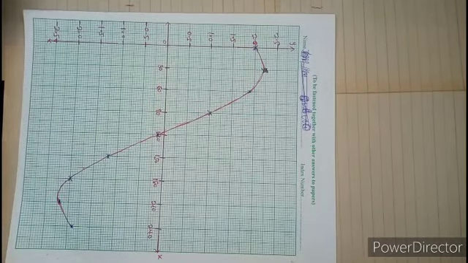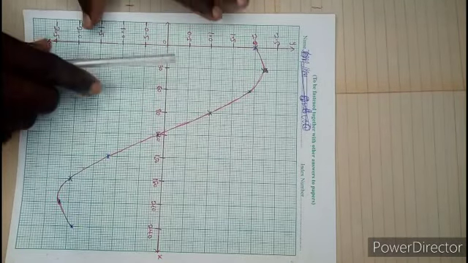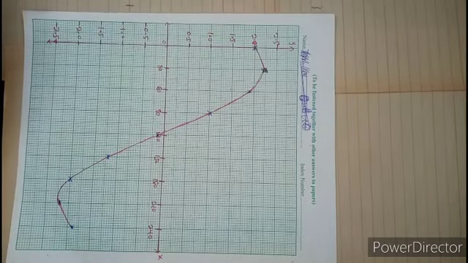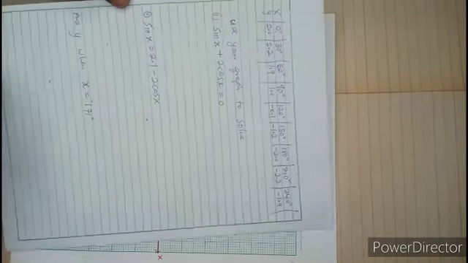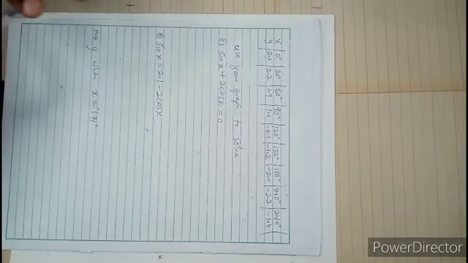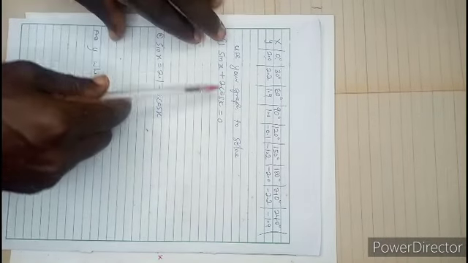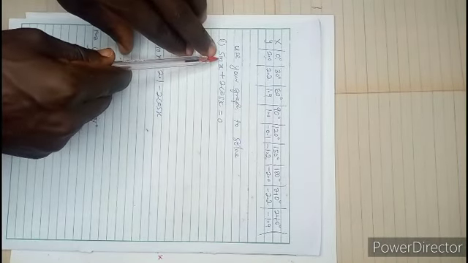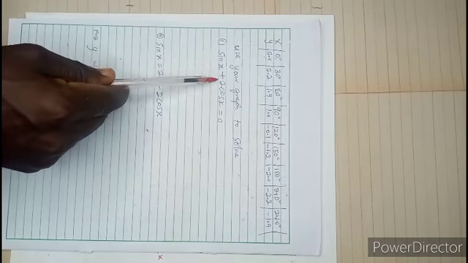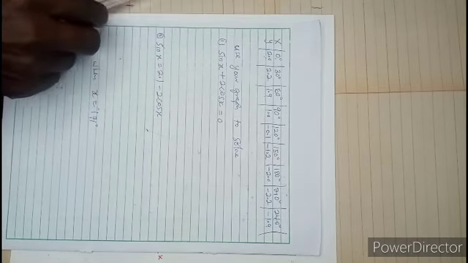All right, so the moment we are able to do this, you go straight to the question aspect. They say use your graph to solve sine x plus 2 cos x equals 0.